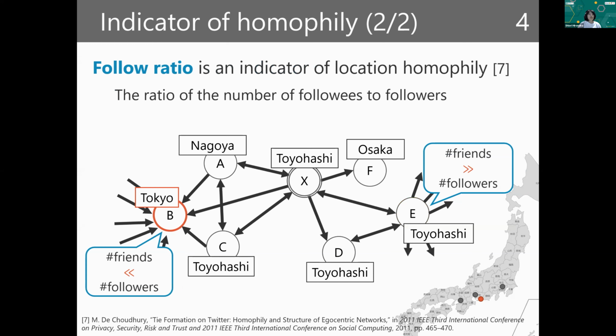In another previous study, it was reported that the follow ratio, which is the ratio of the number of followees to the number of followers, is an indicator of the location homophily. A user with many followees tends to be followed by many followers. But when the number of followers of user V is much larger than that of followees, the follow ratio becomes low. The ratio can capture the effect of the numbers without correlations. So the follow ratio is also a good indicator of homophily.